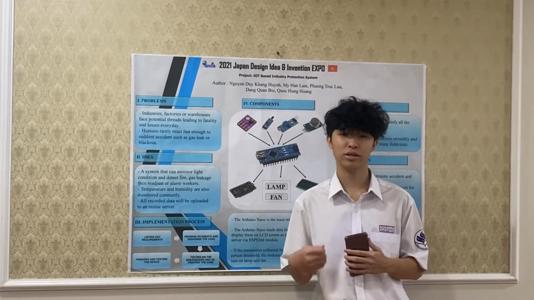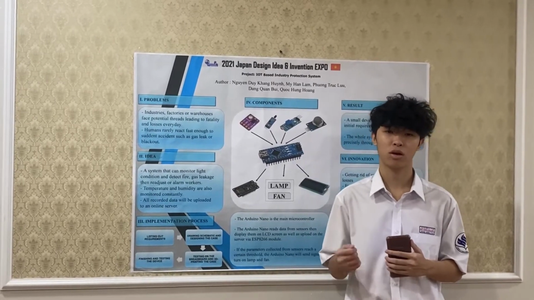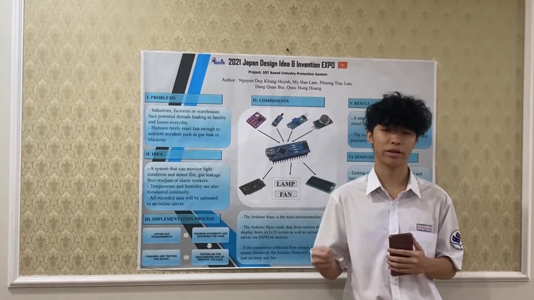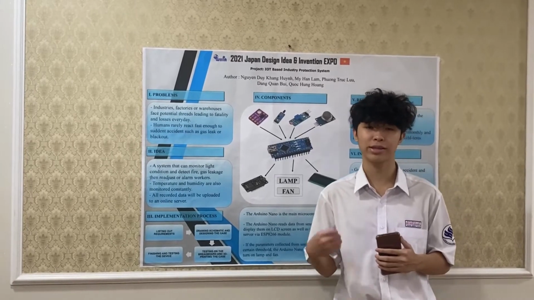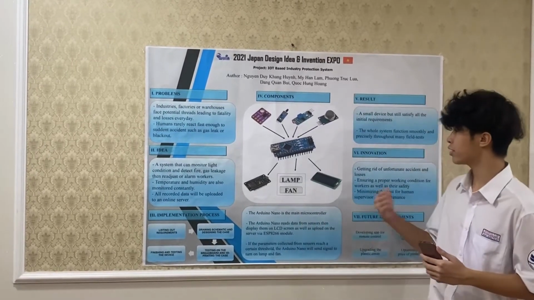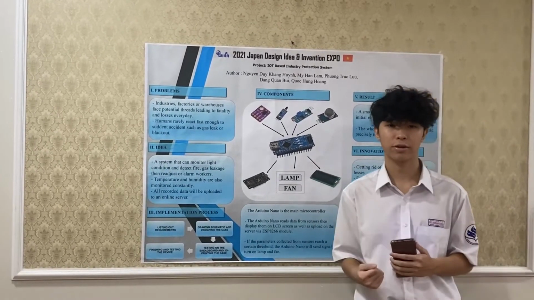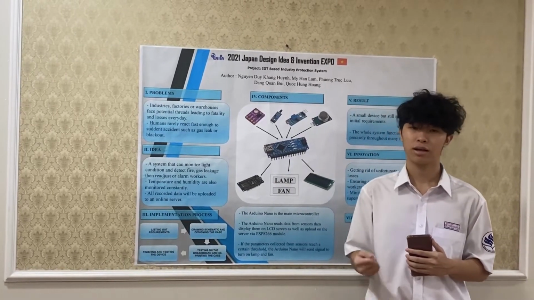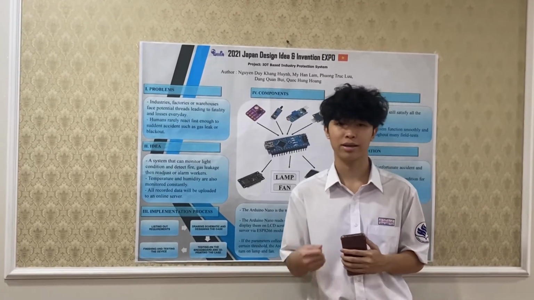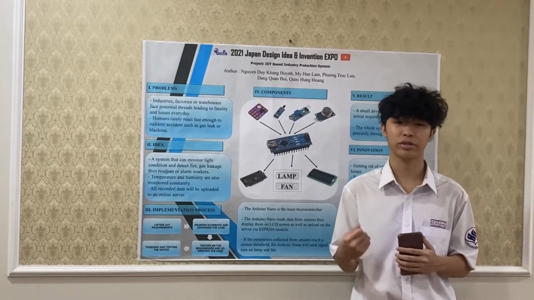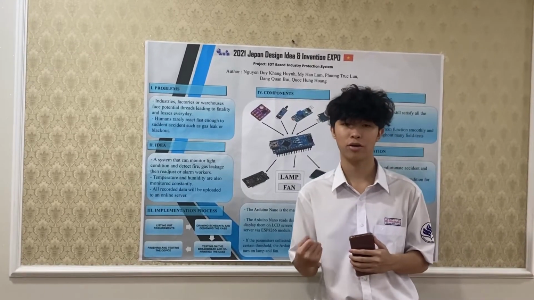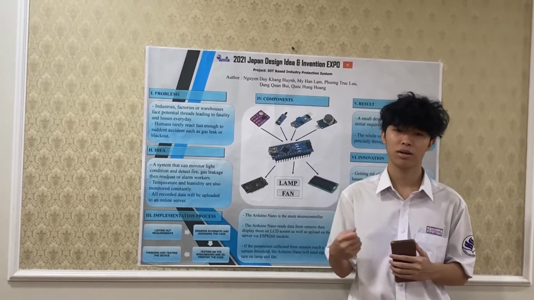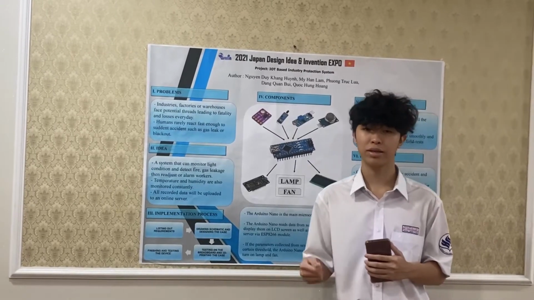So, based on the industrial problems that we mentioned before, we have been coming up with some more than effective ideas to solve these issues. Now let's take a look at this device. This device serves three main functions. At first, we must create a system that can monitor light conditions and detect fire or gas leakage in order to readjust and alarm workers immediately.